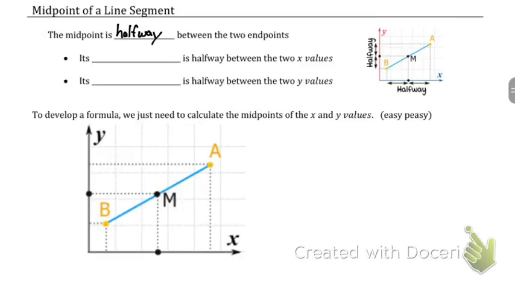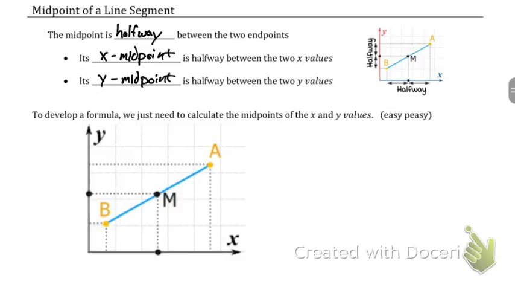But remember, an XY plane is made up of 2 number lines, an X number line and a Y number line. So we just have 2 halfway points we need to find. We need to find its X midpoint, which is halfway between your 2 X values. And finally, you're going to need to find your Y midpoint, which is halfway between your 2 Y values.